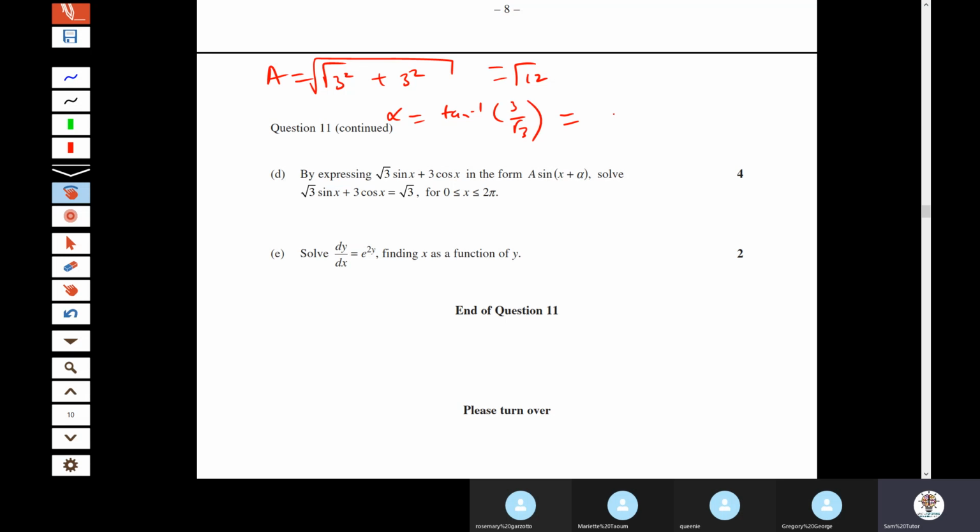Pi over 3 is 60 degrees. I keep everything in degrees for now. 60 degrees, and then that's it. It's done. So write it in that form. Actually, don't forget to do that. She's right. There it is. That's written in that form.